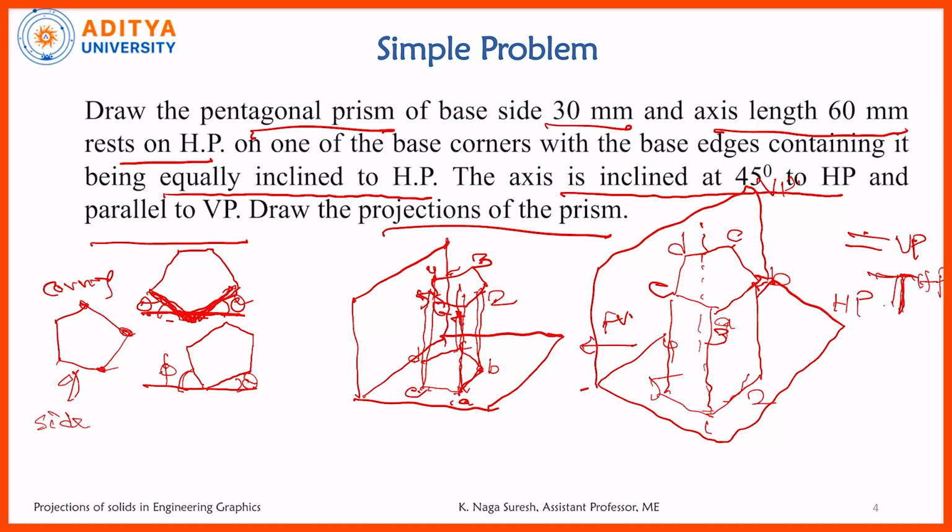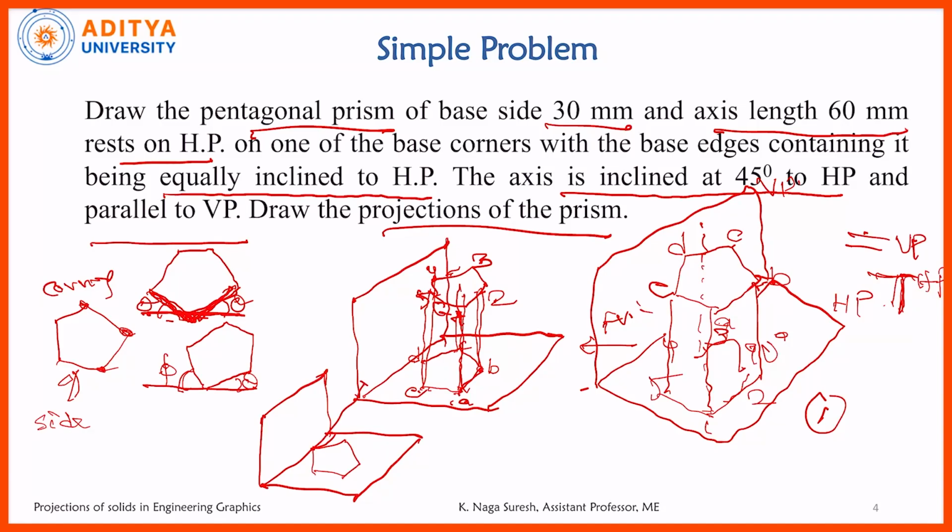Perpendicular to HP. The axis is perpendicular to HP and parallel to VP. So this is the position. This is the first method. In the second method, the solid axis will be given an inclination, so the prism will be inclined like this. That is the angle theta, 45 degrees, and it is parallel to VP and inclined to HP. So this is the position of the prism.